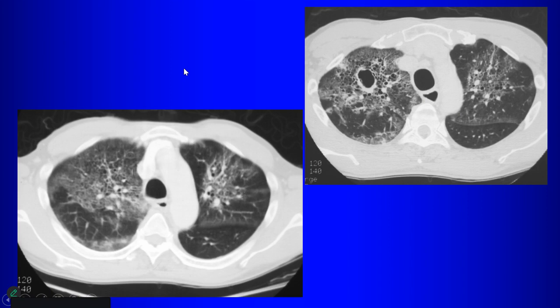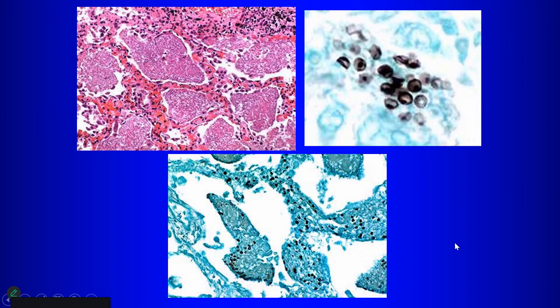So given the history, what might you be thinking about in this person? Pneumocystis? Yeah, so here, especially with the cystic change and the predominance of ground glass, it's a young person. Here you might be thinking about pneumocystis pneumonia, and that was the case. This was a case of pneumocystis pneumonia.